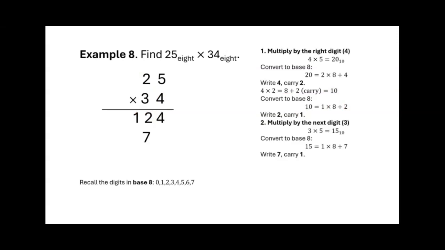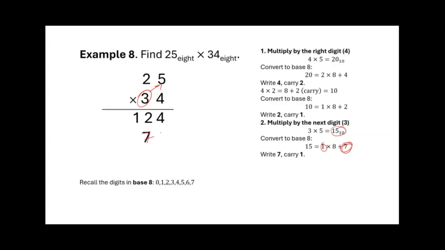Now I move on to multiplying by 3. I start on the right, since we want to do it in order. 3 times 5 is 15 in base 10. If you convert it to base 8, it becomes 1, 7, because the 8 fits once and there's a remainder of 7. And so you write down the 7.